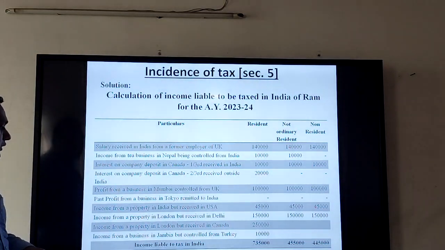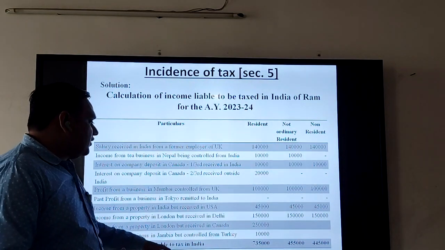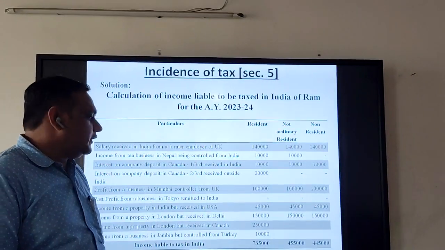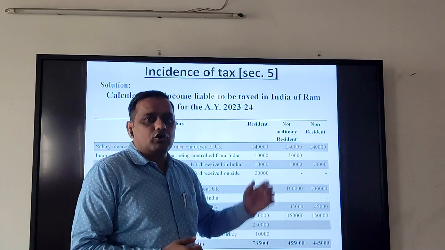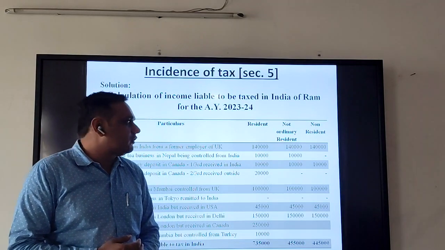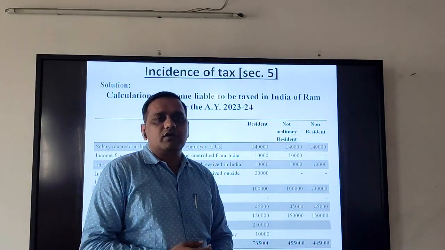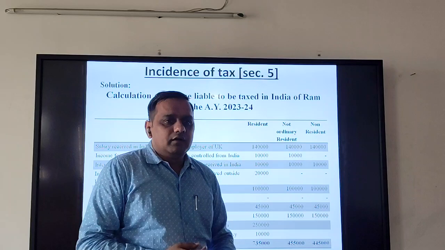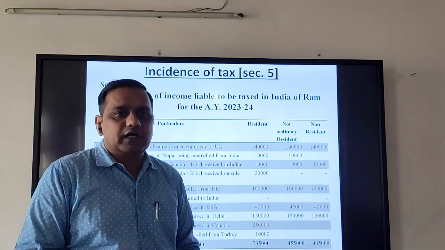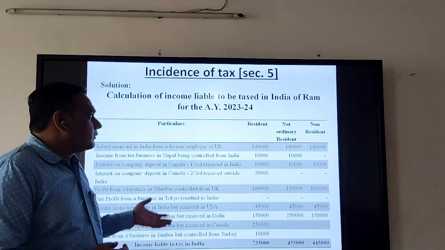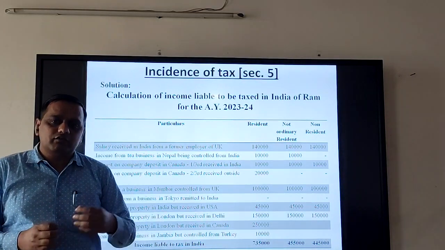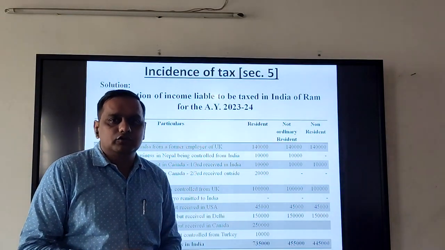So when we compute the total, that what is the amount of income liable for tax in India, we find that it is 7,35,000 rupees for resident Indians, 4,55,000 for not ordinary residents, and 4,45,000 for non-resident Indians. So this is the way we require residential status to decide the incidence of income. That's why the residential status becomes important, because when the status changes, the taxable liability also changes.